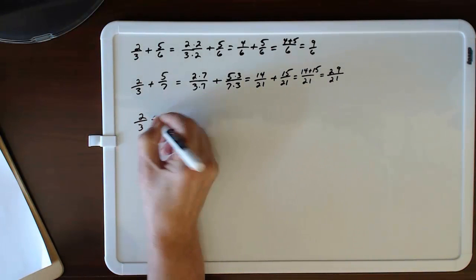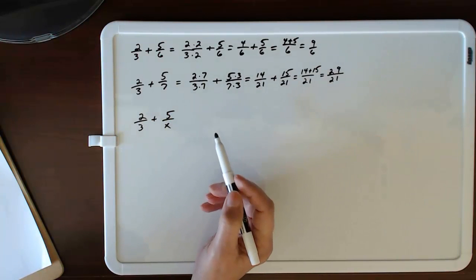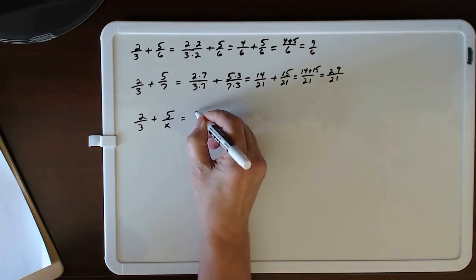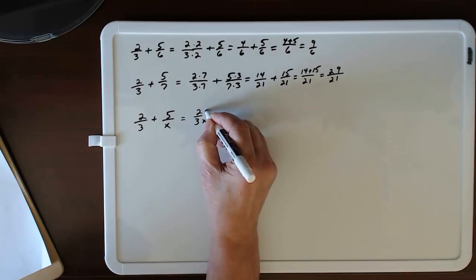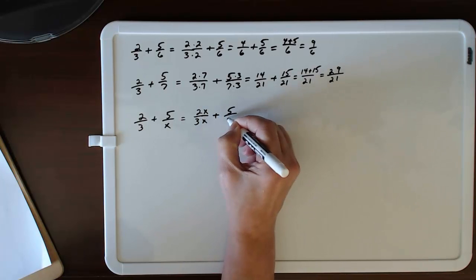2/3 plus 5 over x. We see the only common denominator is 3 times x. So 2/3, we have to multiply the 3 by x. So we multiply the numerator by x, plus 5 over x.